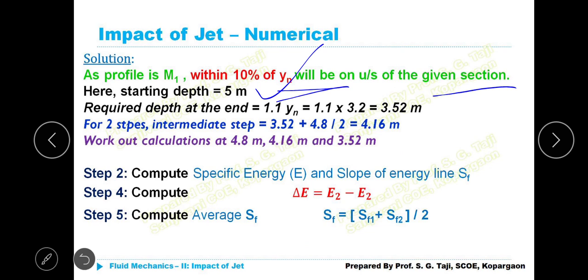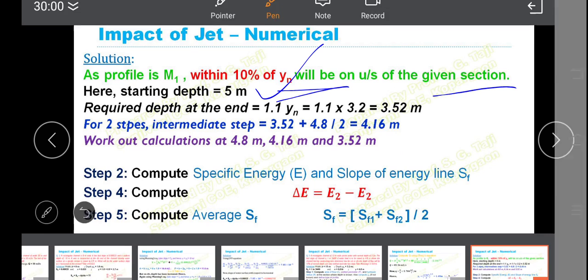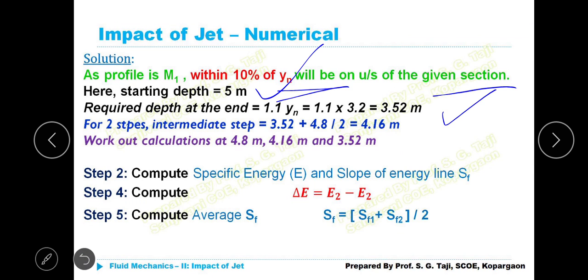Required depth at the end is equal to 10% means 1 plus 0.1, 10% of 1 means 0.1. Therefore, 1.1 times Yn. That is equal to 1.1 multiplied by 3.2, that is 3.52 meter. For 2 steps, the intermediate step can be calculated as 4.8 plus 3.52, whole divided by 2, that is equal to 4.16 meter.